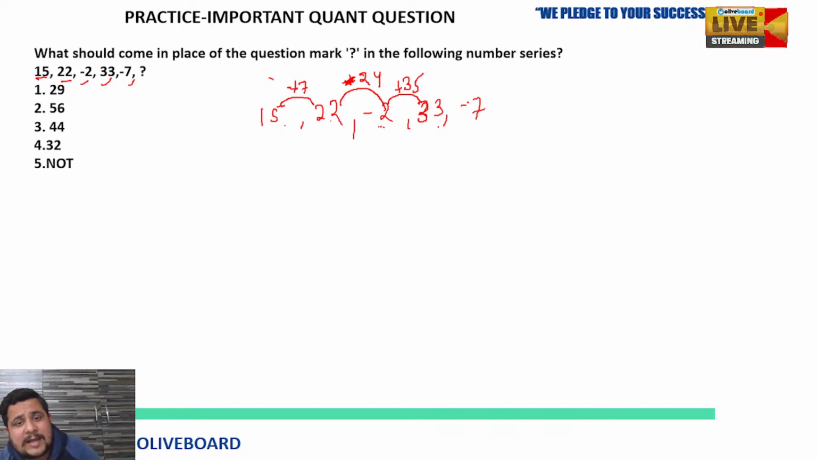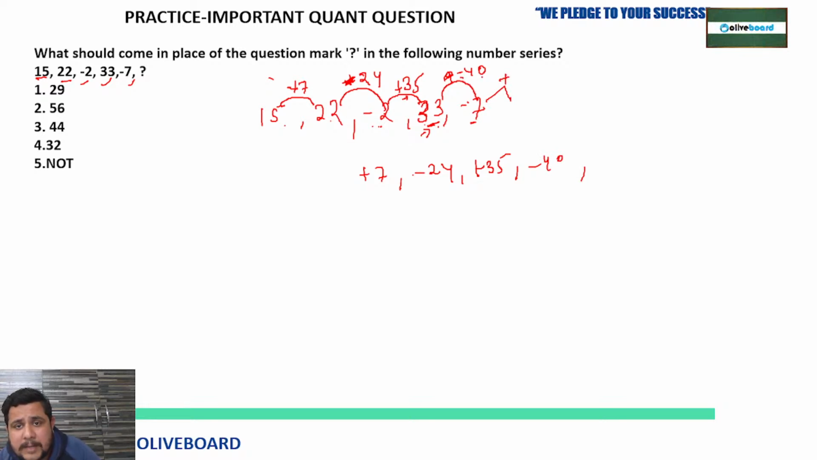So what you add to minus 2 to get 33? 35 minus 2 is 33, so we have added 35 here. Now 33 to minus 7. When we subtract 33 we get 0, and 7 extra means 33 plus 7, 40. So we have subtracted 40 here. So first we added 7, then minus 24, then plus 35, then minus 40. Then the next difference will be positive, because after subtraction, addition must be there. Is this clear to all of you?